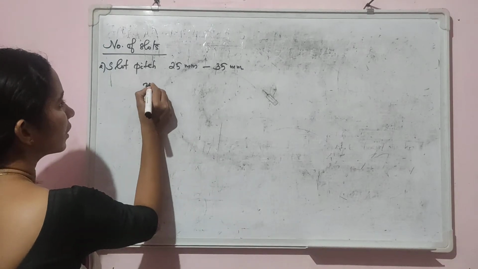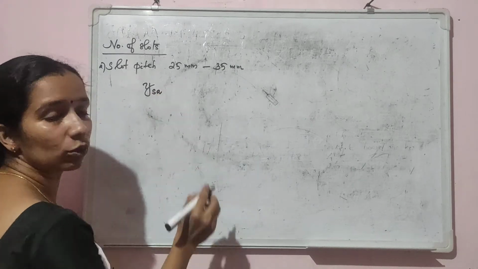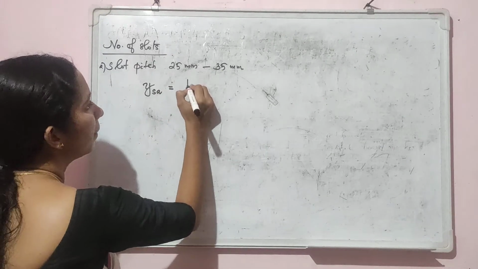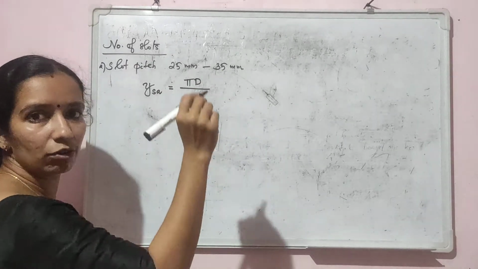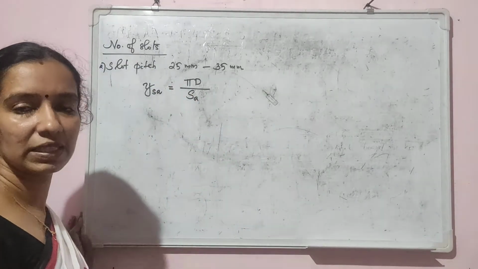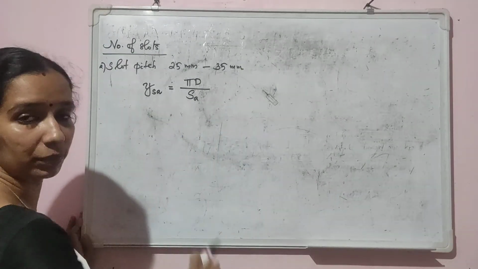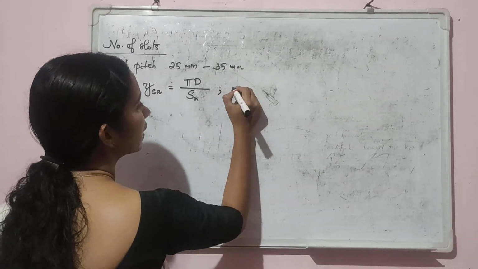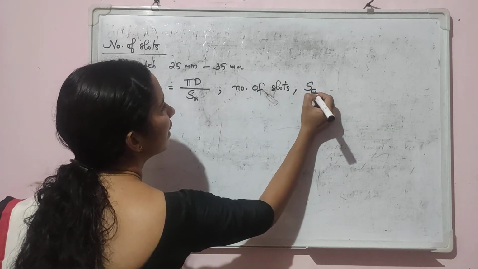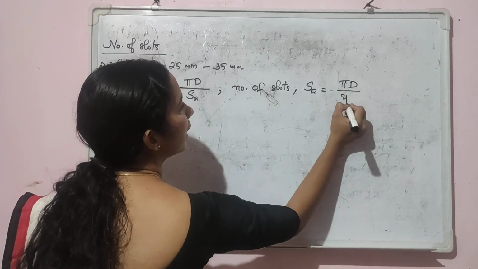We usually denote slot pitch as YS, and as it is the armature slot, note it as YSA. So this will be equal to pi D, that is periphery of the armature divided by number of slots. So the armature total circumference divided by number of slots gives the distance between two slots. That is the slot pitch. And from here we can write the number of slots SA is equal to pi D by YSA.